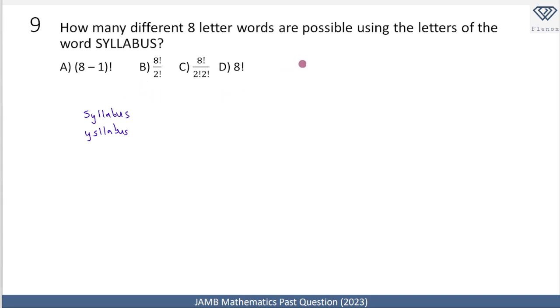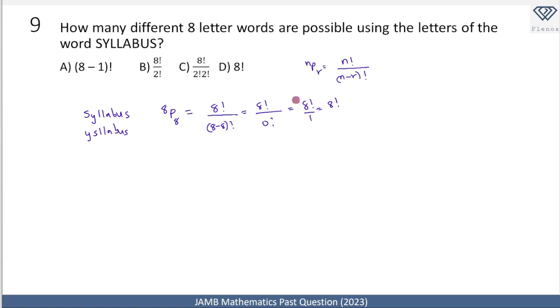So we're going to make use of permutation, and we know that nPr is equal to n factorial over n minus r factorial. So in this case, how many letter words is syllabus? 1, 2, 3, 4, 5, 6, 7, 8. So it's an eight letter word, and we want to select 8 letters, so that will be 8P8, and that is 8 factorial over 8 minus 8 factorial, which is 8 factorial over 0 factorial. And we know that 0 factorial is 1, so that is 8 factorial over 1, which is 8 factorial.